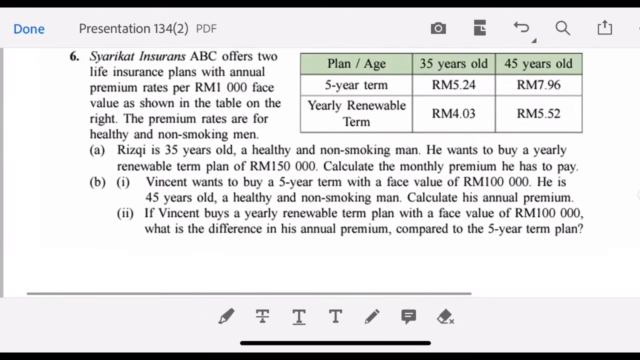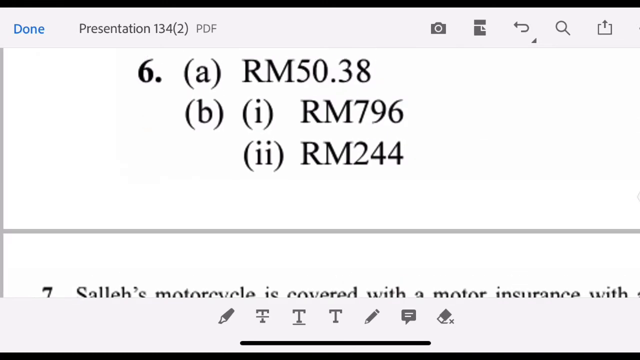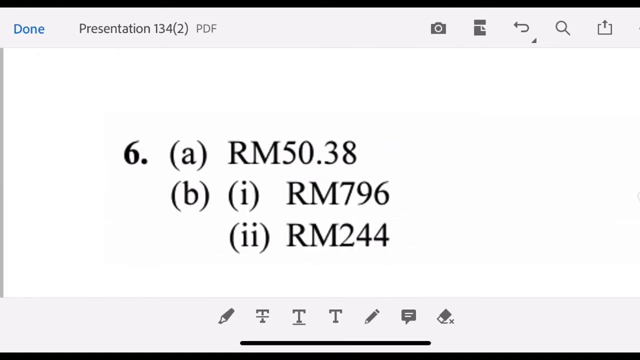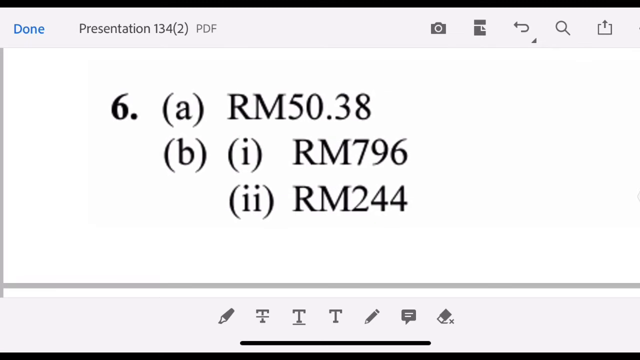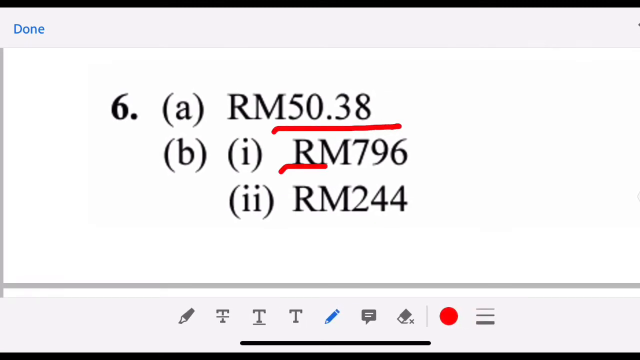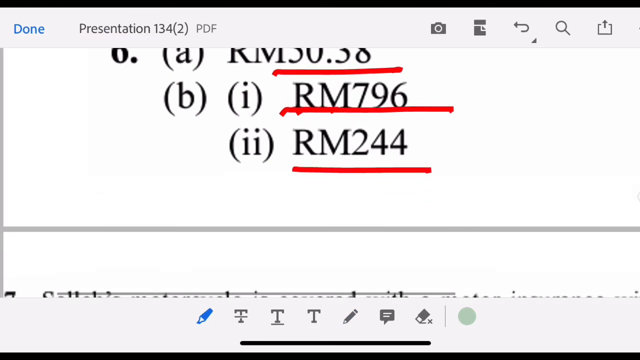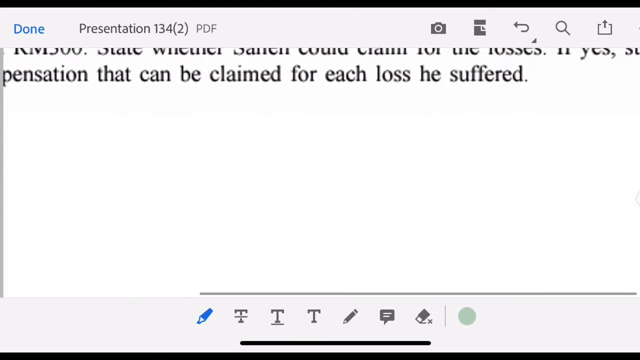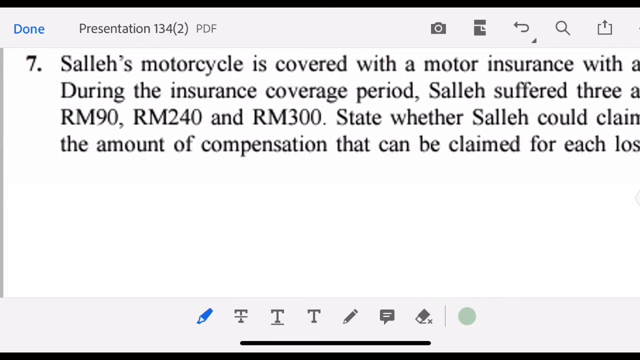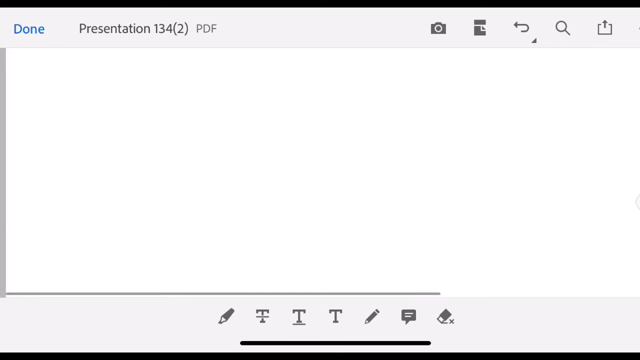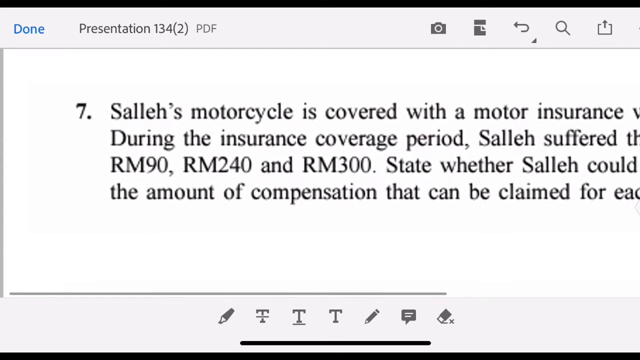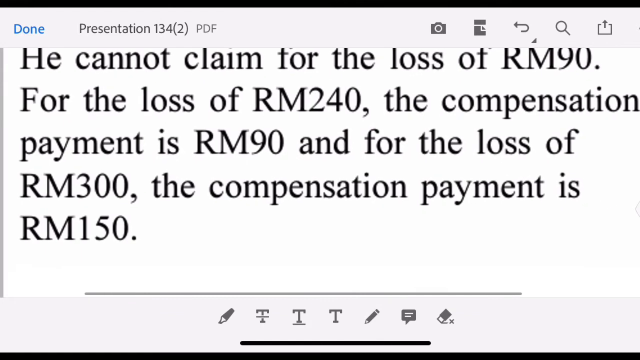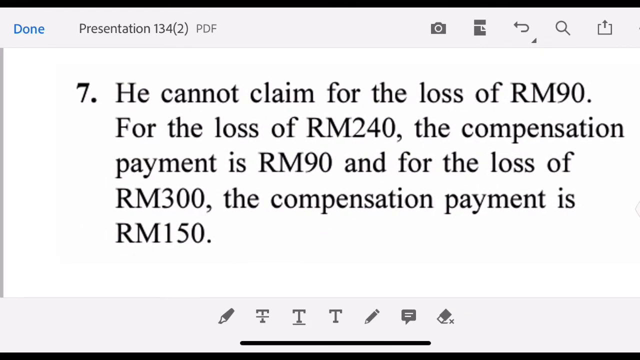Okay, so now let's see the next question. This was just now's answer. Question number 6, we have 50.38. We have one RM 796, and the difference between the two types of policy is 244 ringgit Malaysia. So let's see this one. Number 7 is about the deductible. So we have discussed it. So let's proceed to the next question. So let's see how to answer question number 7.